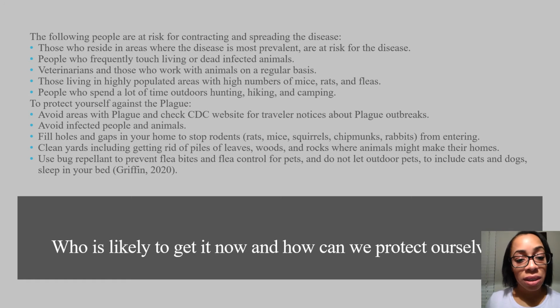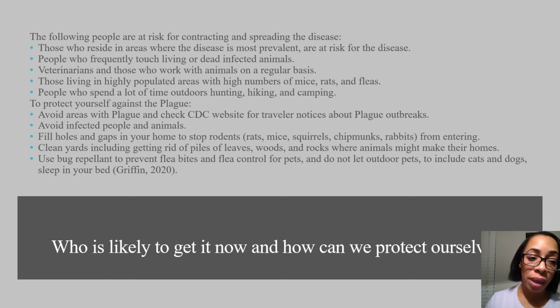Who is most likely to get the plague, and how can we protect ourselves? The following people are at risk for contracting and spreading the disease. Those who reside in areas where the disease is most prevalent are at risk for the disease. People who frequently touch living or dead infected animals, veterinarians, and those who work closely with animals on a regular basis. Those living in highly populated areas with high numbers of rats and fleas, as well as those people who spend a lot of time outdoors hunting, hiking, and camping.